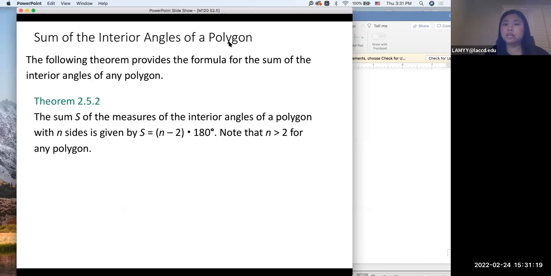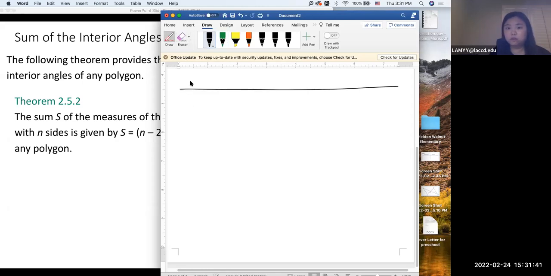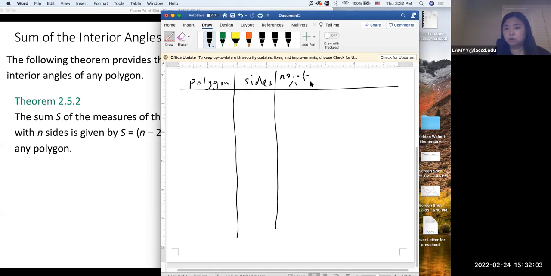Okay, sum of the interior angles of a polygon. Let me talk a little bit about this one. Sum of the interior angles for a polygon. So for example, we just learned the triangle, right? Let me put it back better. We have the polygon, and then we have the size. How many sides do you have? And then you can think about the number of triangles, and then you can find the sum of the angles.